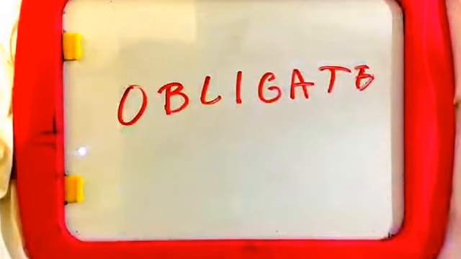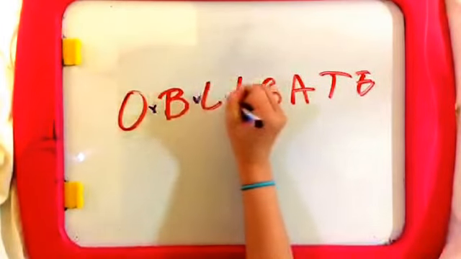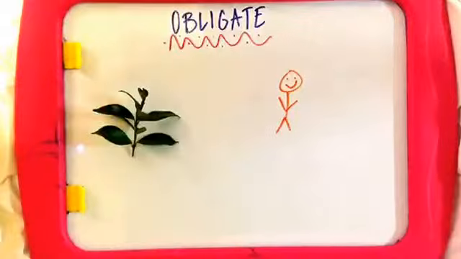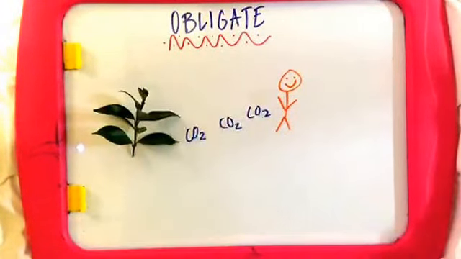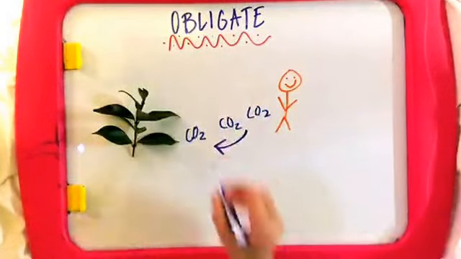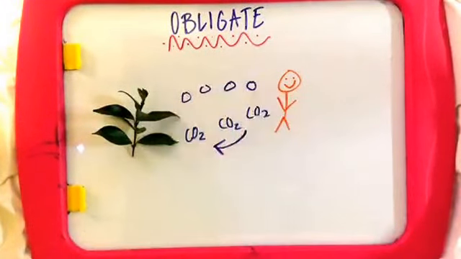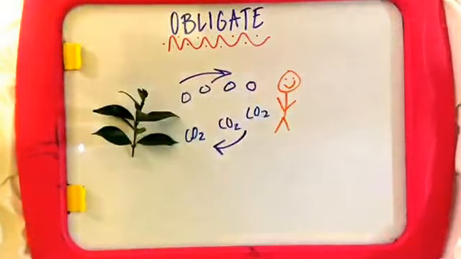Obligate is when species are so dependent on the relationship that without it, they'd die. An example everyone is really familiar with is between plants and humans. Humans give off carbon dioxide, which goes into plants, which they convert into oxygen, which goes into humans, which we convert into carbon dioxide. And it's this long cycle.